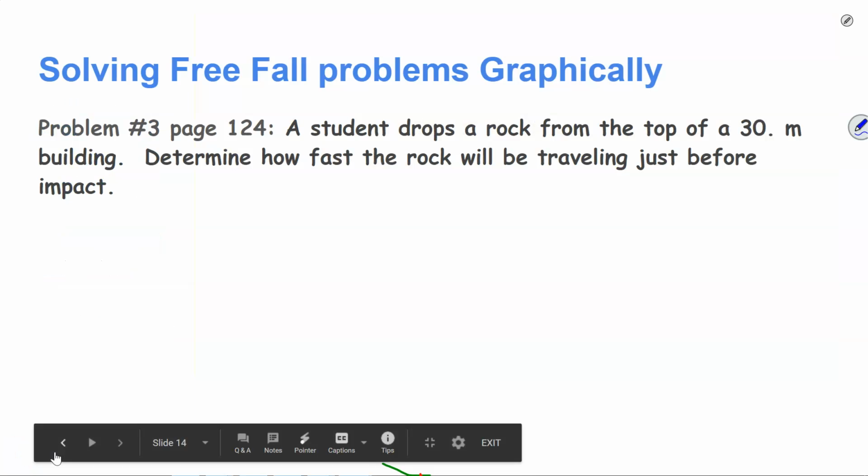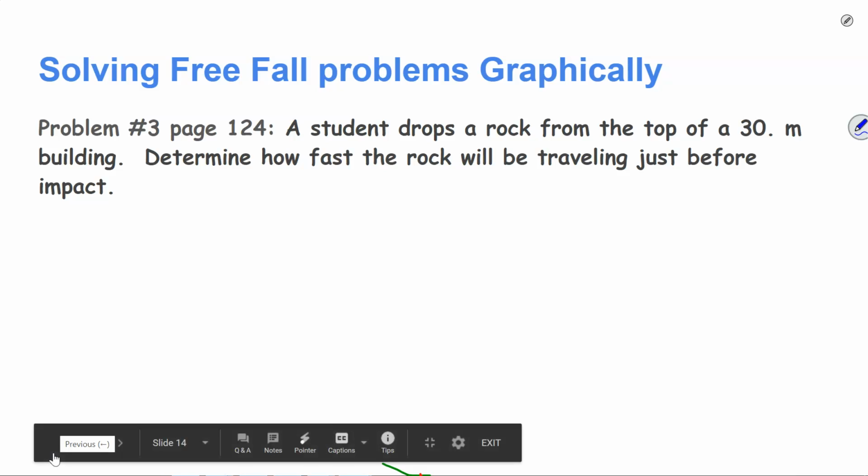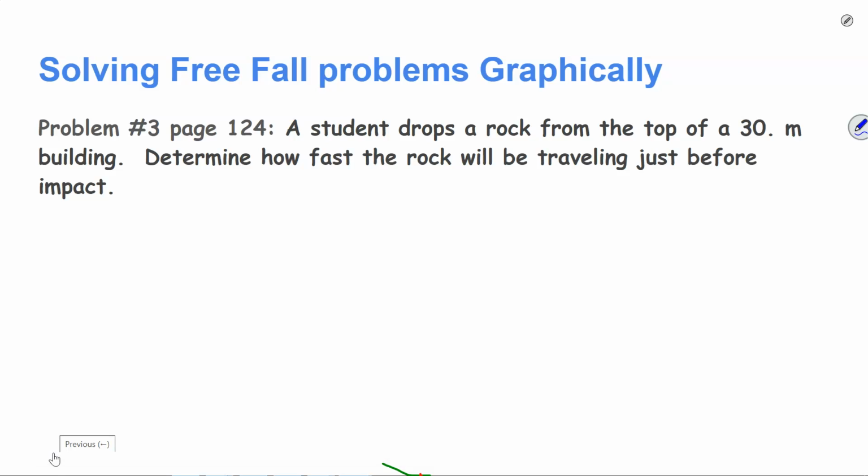So we're going to begin by looking at a problem that is a free fall problem and solve this graphically. So in the workbook, this is problem number 3 on page 124. It asks you to draw a diagram that represents this motion. The diagram that would represent this motion would be like a motion map, and then we will sketch the graphs for this also. So a motion map would look like this.